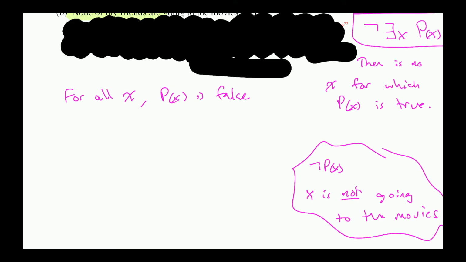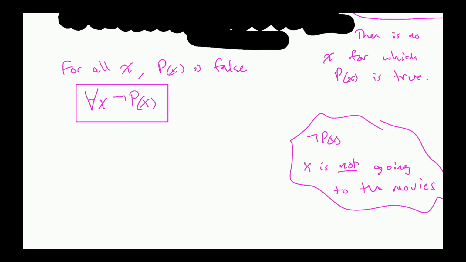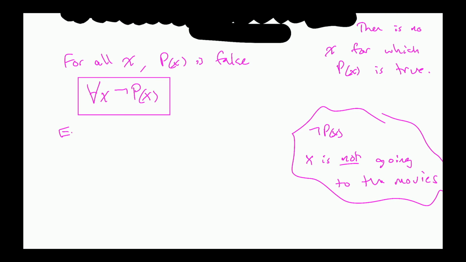Right? So you could say for all X, P of X is false. So that would read for all X, for all people, not P of X. That would mean everybody is not going to the movies, right? So directly translated, this says everyone is not going to the movies. That's what this one says.